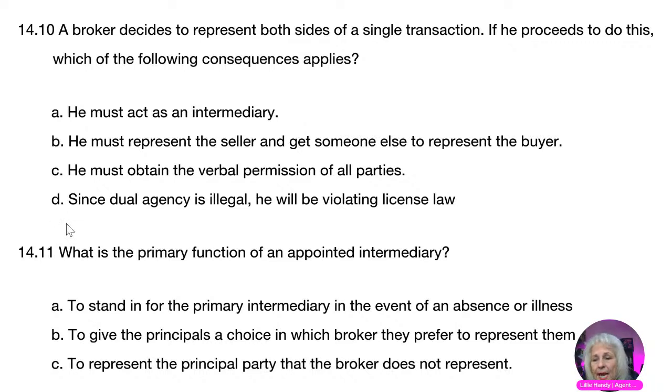So what is the answer for number 10? Who can represent both parties and under what condition in a single transaction? The answer here is as an intermediary. The intermediary is the broker, because the broker has many agents, realtors under them, right?